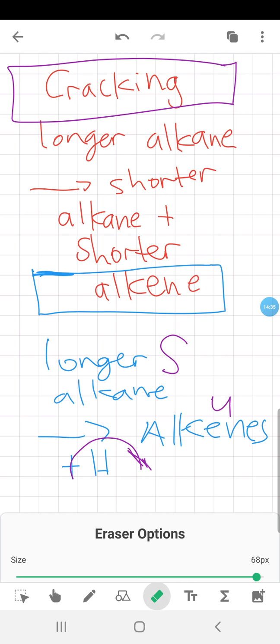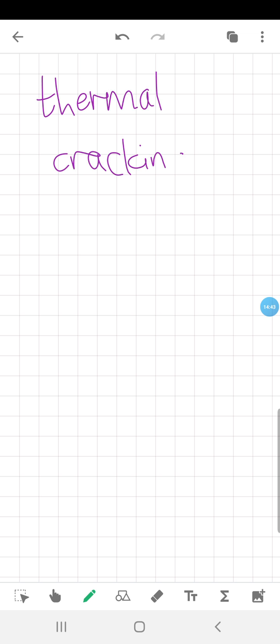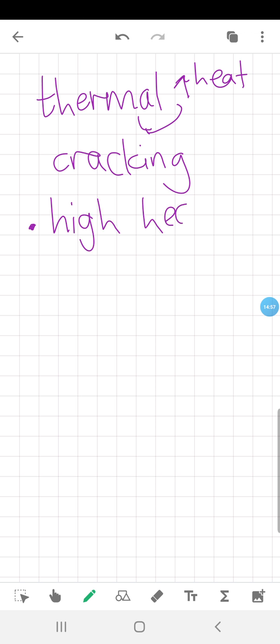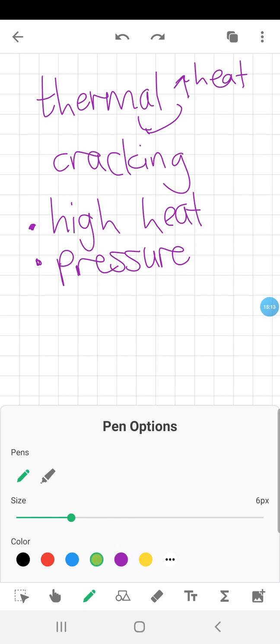And we have 2 types of cracking. One is thermal cracking. Thermal means heat. Just remember that. Add this to your vocab. Thermal means heat. So if it means heat, the reaction conditions are going to be as follows. High heat and pressure. Because we need to exhibit some form of strength in order to remove something from the alkane. And exerting pressure is showing a form of strength. It also has no catalyst.